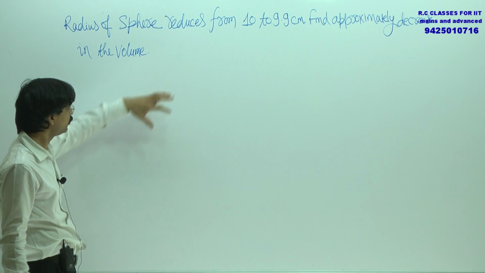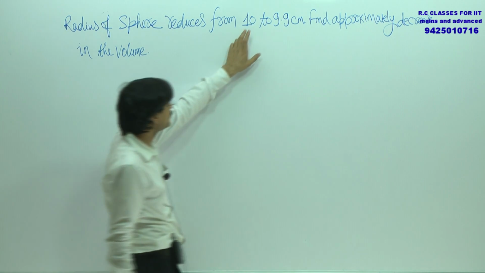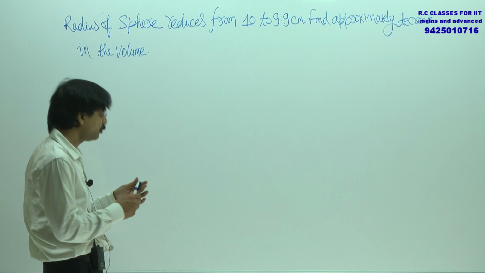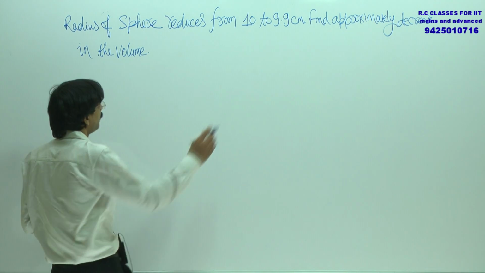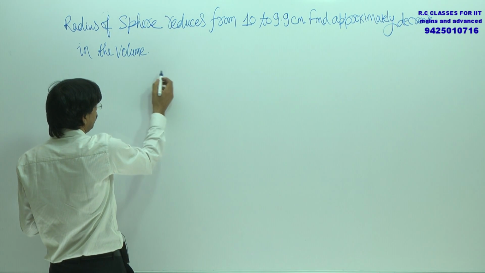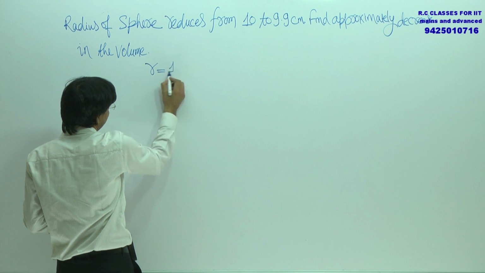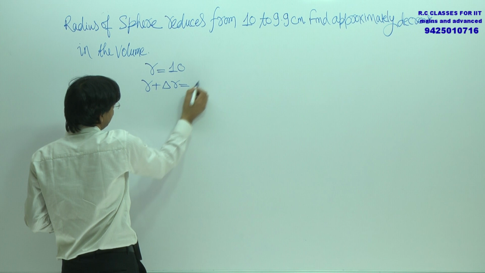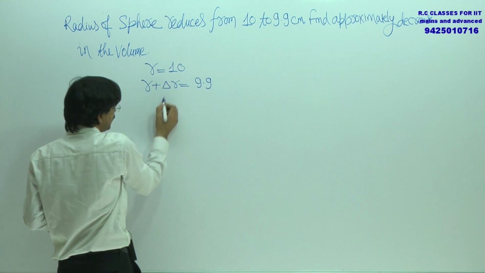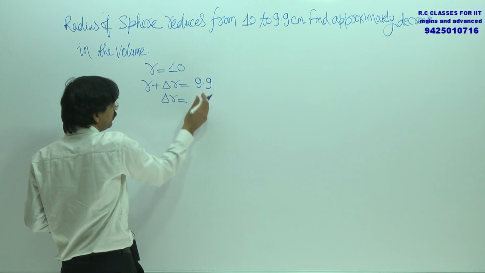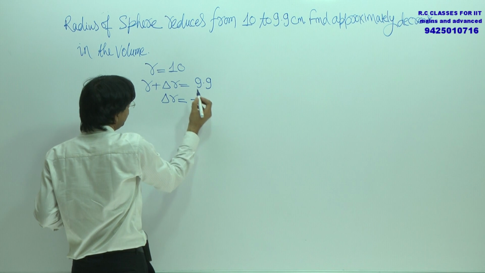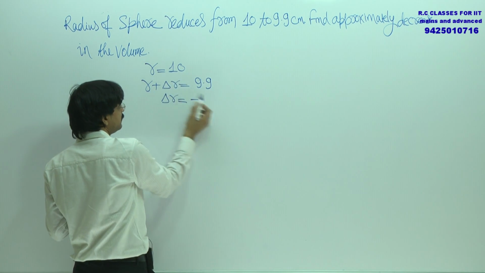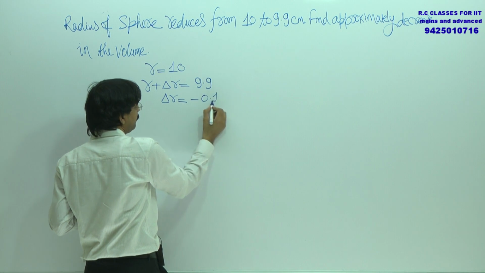Radius is decreasing, so volume will also decrease. Radius is decreasing from 10 to 9.9, and the corresponding approximate decrease in volume is required. So radius is 10. It is decreasing. R plus delta R is coming as 9.9. So delta R is minus, it is reducing actually. So it is minus 0.1.